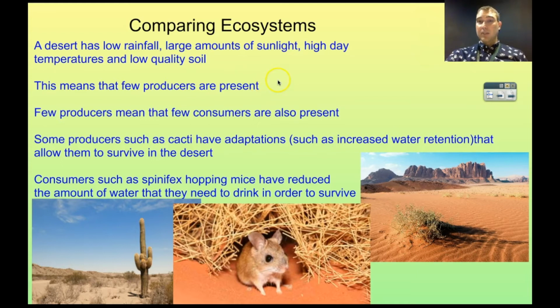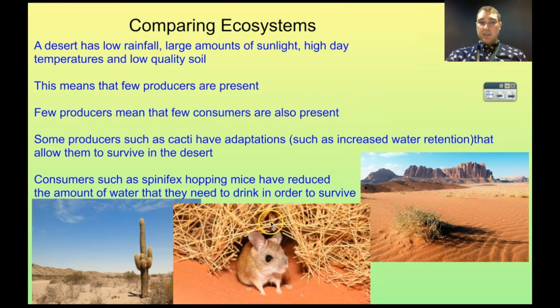Some plants have adapted to survive in these conditions. So here we have some spinifex type grass, so spinifex grass here, and cacti. So these plants have adaptations which allow them to survive a bit better. The cacti, for example, they're particularly good at retaining water for long periods of time, so that when it does rain, they can suck up as much water as possible and then use that water for a long period of time. Since there's few producers in deserts, you also get very few consumers, and the consumers that are present are also very highly specialized to survive in the desert ecosystem.